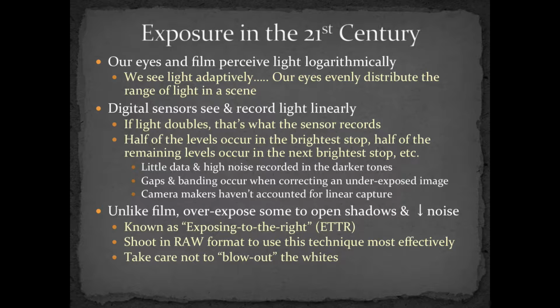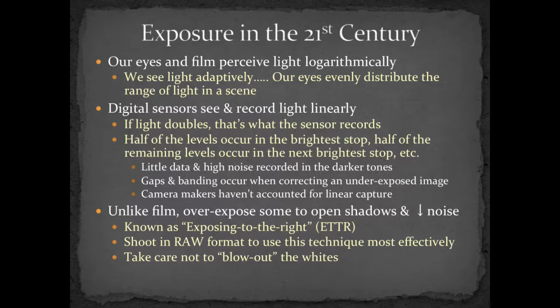So our eyes adapt to changing levels of light, and we can see much better and more adaptively into the highlights and shadows than film or digital sensors can. Now, digital sensors don't see light adaptively, but instead record light in a linear fashion. So if light doubles, it senses a doubling of the luminance.